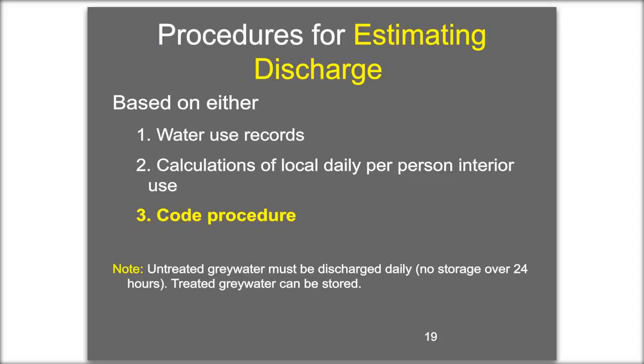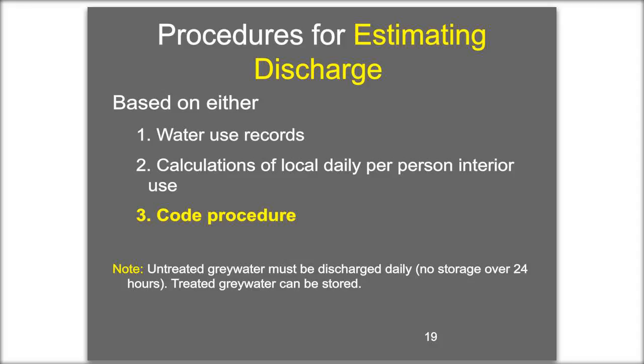So in the code, there are a couple of ways that it allows you to estimate the discharge. There are 3 ways. They say you can use, number 1, water use records. Number 2, calculations of local daily per person interior use. Or number 3, the code procedure. And almost every single jurisdiction is going to want you to use the code procedure, even though there are these 2 other ways. So you should be prepared to use that, even though it's the least accurate, because it's just an estimate and has nothing to do with the actual patterns of the people in the house.